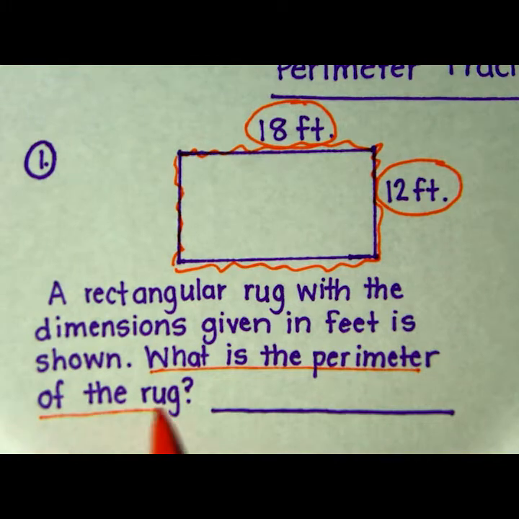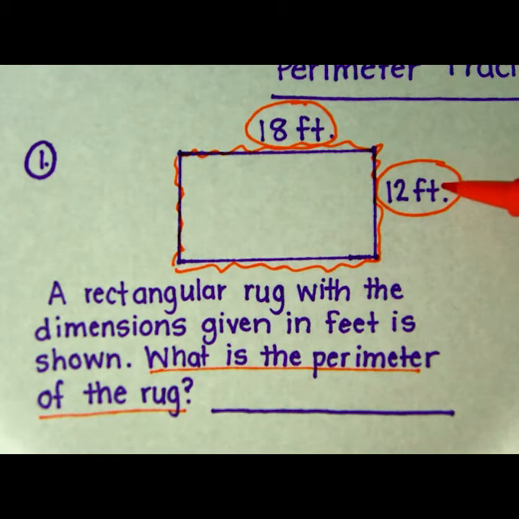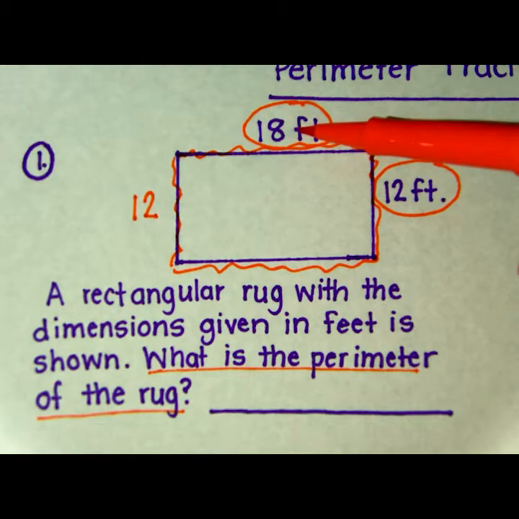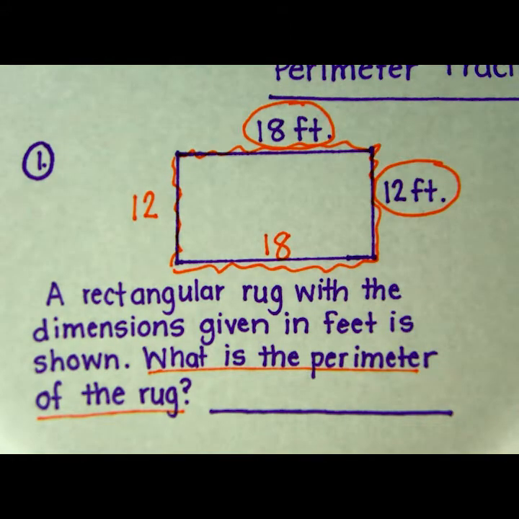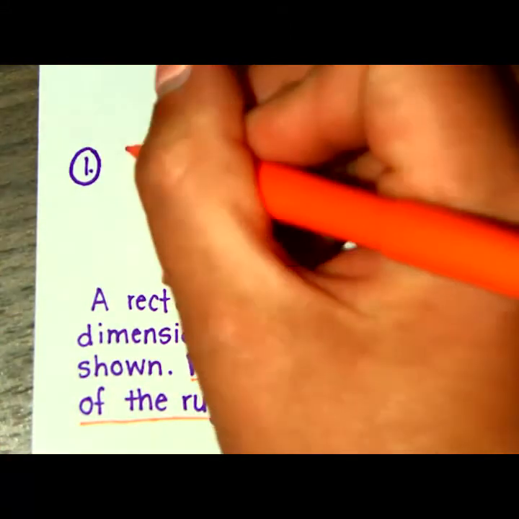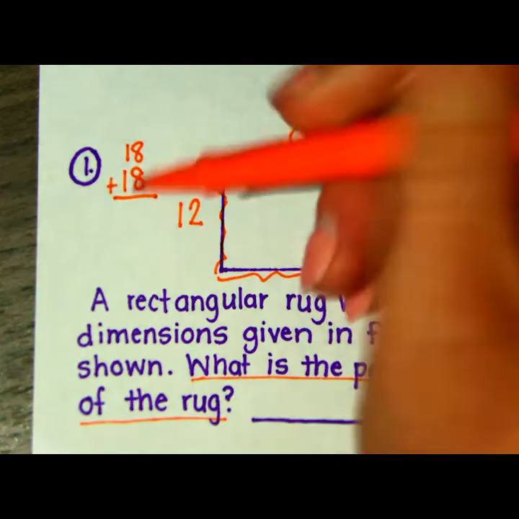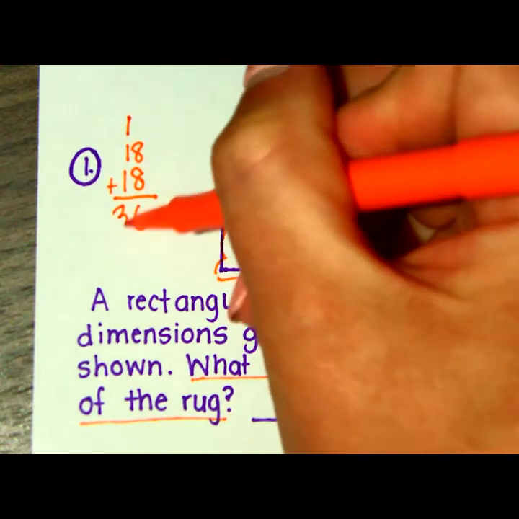Oh, so I just need to find the perimeter. Well, I know perimeter means I'm just adding up all 4 sides. So if this side is 12, then this side is 12. And if this side is 18, then this side is 18. So now I can add those numbers together. So 18 plus 18, I don't really know that in my head, but I can add 8 plus 8, 16, carry the 1, 1, 2, 3, 36.